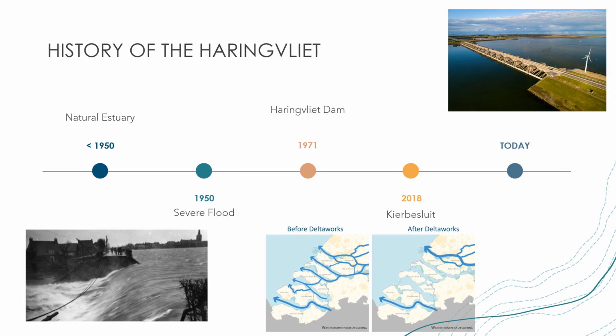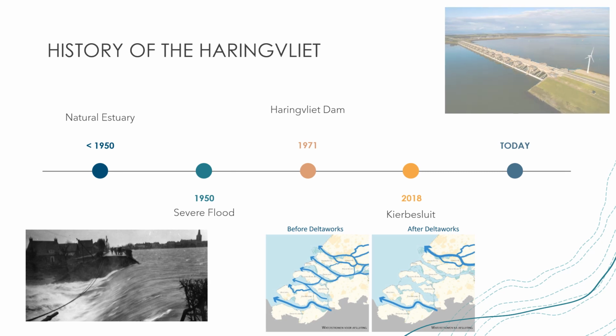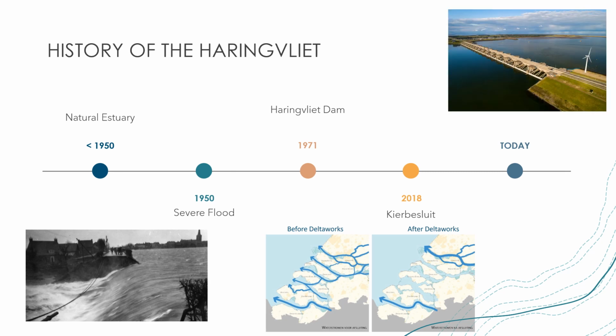This had consequences on the hydrodynamics, geomorphology, and ecology of the original existing estuary. The closure of the dam decreased the influx of seawater, causing sedimentation and closed fish migration routes. Therefore, the Kierbesluit came into action in 2018, meaning ajar open sluice gates at high tide. By restoring the natural flow and ecology, the Kierbesluit sought to rejuvenate the ecosystem, stimulate fish migration, and restore the natural balance between fresh and salt water.